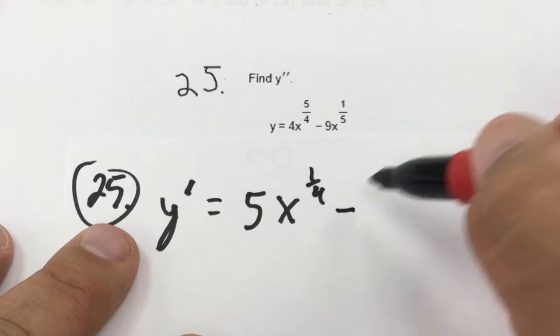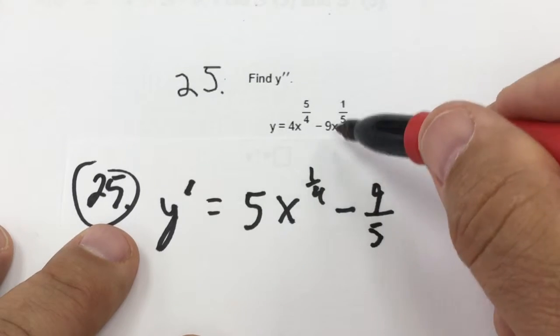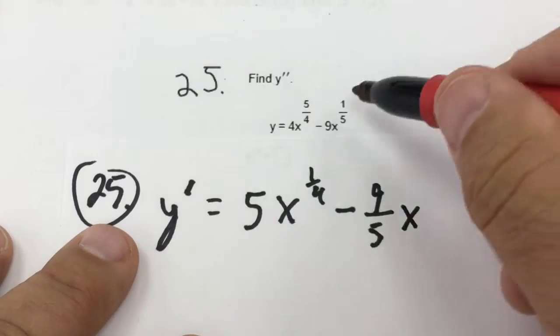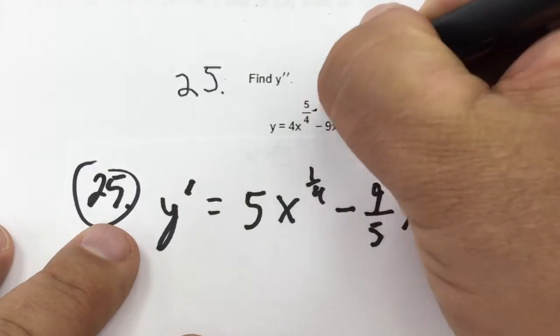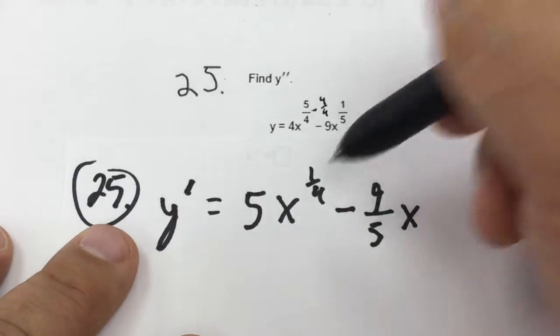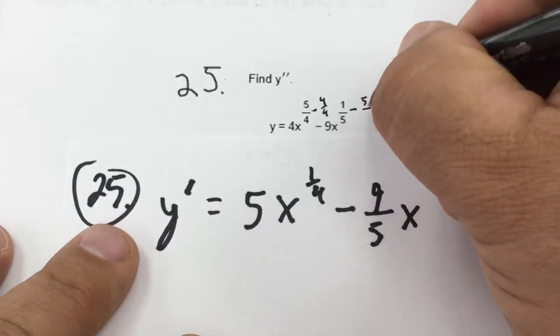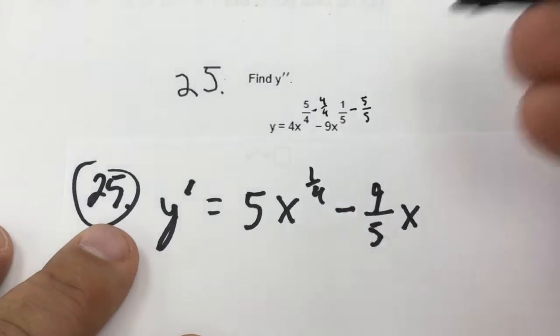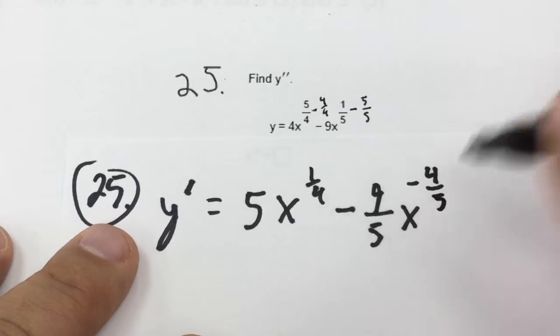The derivative of the second term, minus 9/5, or 9 times 1/5 is 9/5. x, and then we'll subtract 1. Over here I subtracted 1, written as 4/4. And 5/4 minus 4/4, that's what equals 1/4. Now I'm going to subtract 5/5. So 1/5 minus 5/5 equals negative 4/5. Now that's only the first derivative.